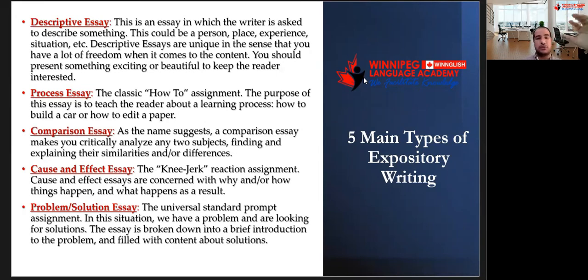So it will be an introduction, hook, background information, and thesis. And usually the thesis will be what are the proposed solutions. And then in the body, you will be writing one paragraph about the problem, explaining the problem in detail, or if you've covered the problem in the introduction, then you will give solution number 1, then solution number 2, and give suggestions and explain how this suggestion would work. Okay, so here are the 5 types of an expository essay, and we will be looking at some of them, inshallah, in the coming weeks.